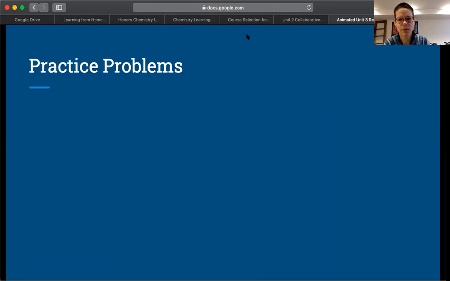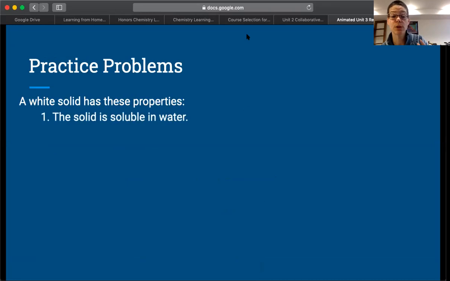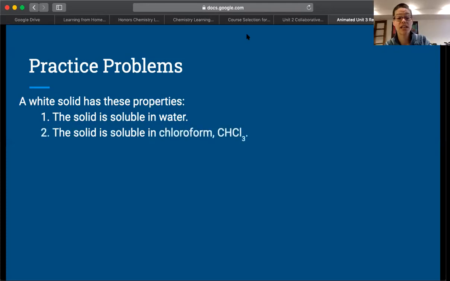Okay, let's do a couple of quick practice problems and then we'll call that a day. So a white solid has these properties. It's soluble in water. So already, if it's soluble in water, does that seem to indicate ionic or covalent? Ionic. Okay. That's salt. All right. The solid is soluble in chloroform.